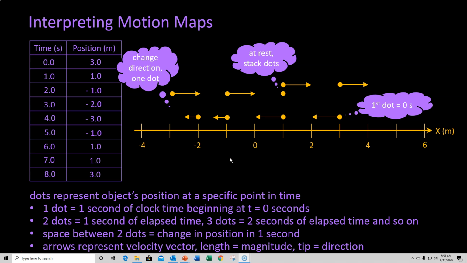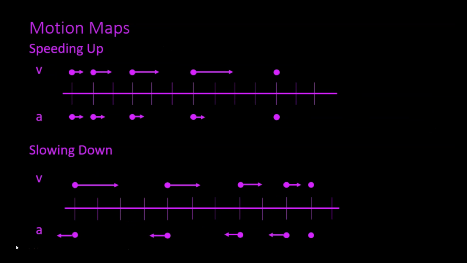Now that we've learned how to create and interpret a basic motion map with constant velocity, we'll turn our attention to accelerated motion. Let's take a look at the motion maps for speeding up and slowing down. First, we'll look at speeding up. And first thing you'll notice is that we have two sets of dots, and we've got a V up here and a lowercase a down here. The V stands for velocity, and so these arrows, they're vector arrows, they represent the velocity.